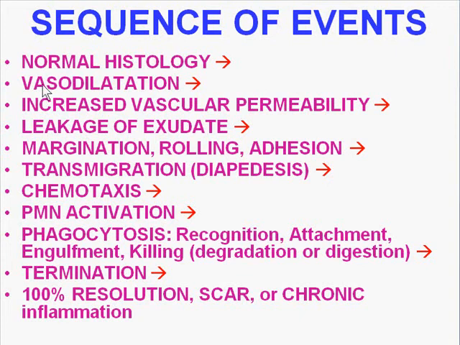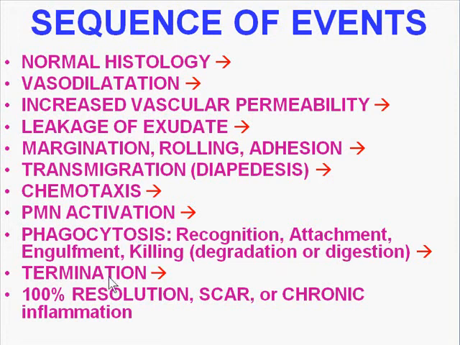Normal tissue shows vasodilatation, then increased vascular permeability, then leakage of exudate, then margination, rolling, and adhesions of neutrophils, which then diapedese or transmigrate through the wall of the vessel, then being affected by a wide variety of stimuli to go to the area of insult and become activated to recognize the insult, attach to it, engulf it, and kill it by digesting it, releasing their powerful granules into it.